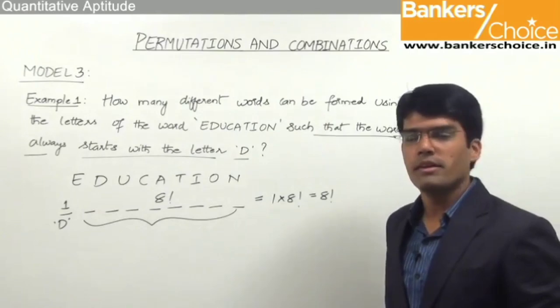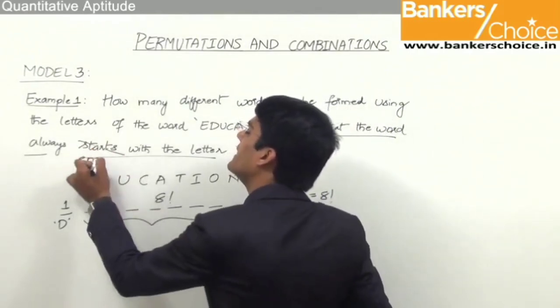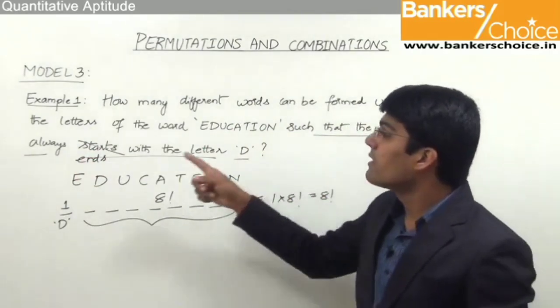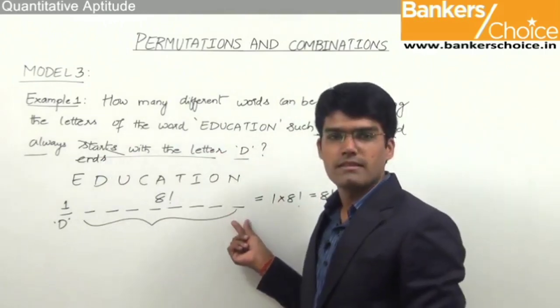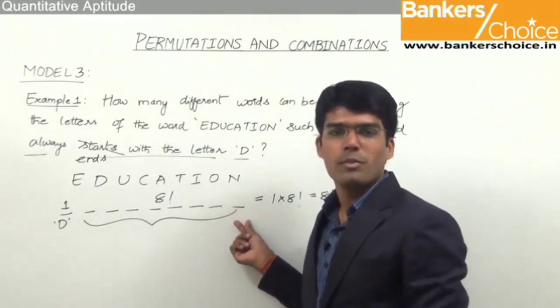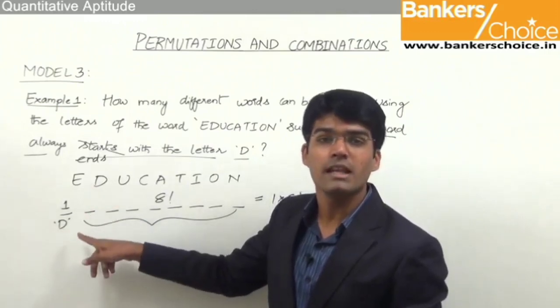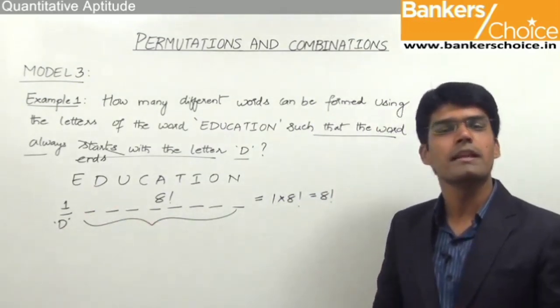And the other important point here is it need not be always the starting letter. It can also be the ending letter. Let's say the question says how many words can be formed such that the word always ends with the letter D. Even in this case, the last position is fixed. That is, it should always be occupied by D. So that can be filled only in one way. But the remaining 8 positions, including the starting one, can be filled in 8 factorial ways. Why? Because there are 8 letters left for the remaining 8 positions.